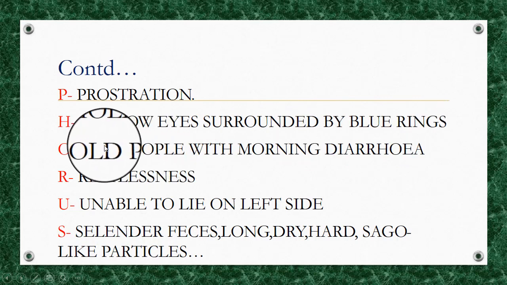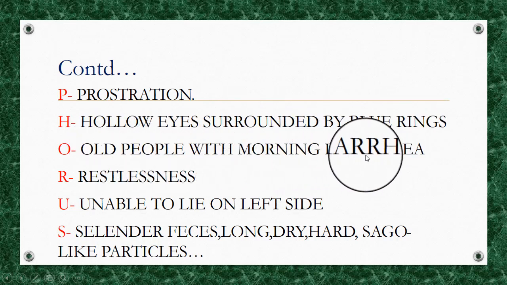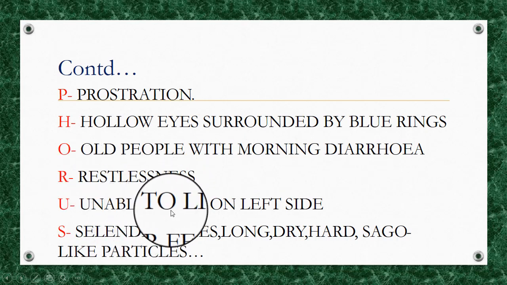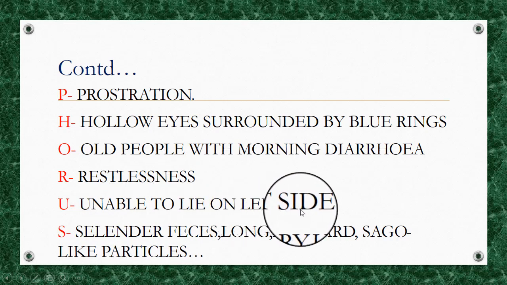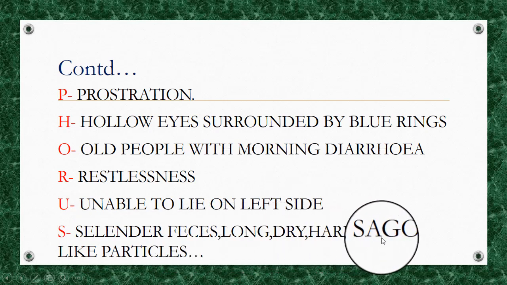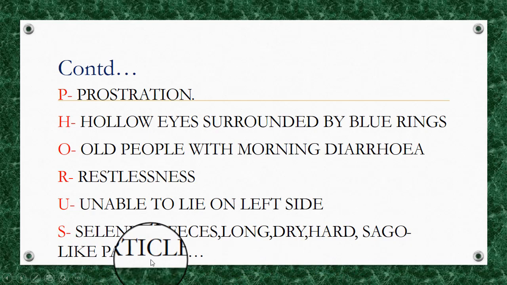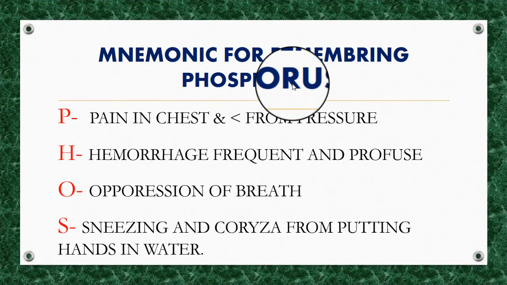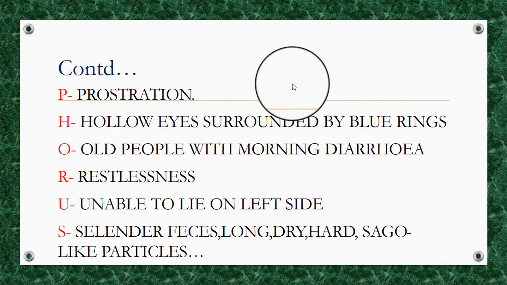O stands for old people with morning diarrhea. R stands for restlessness. U stands for unable to lie on left side. S stands for stool, long, dry, hard, and sago-like particles. So this was all about the mnemonic. I hope you will like this mnemonic and remember this particular medicine, that is phosphorus, permanently in your mind by using this beautiful mnemonic which we have made for you.